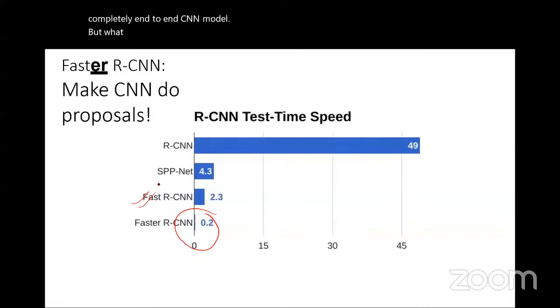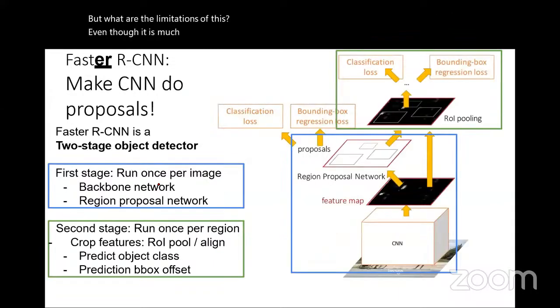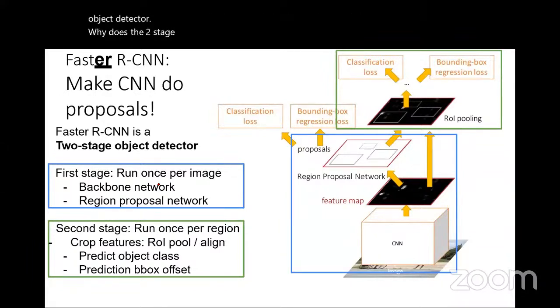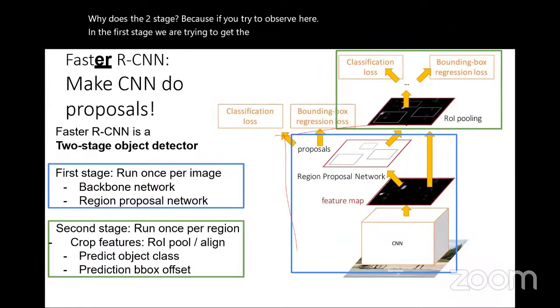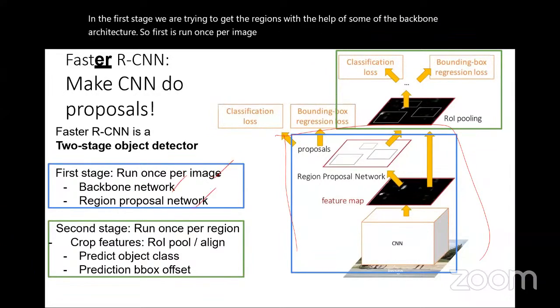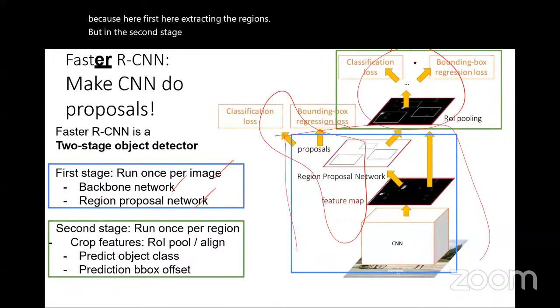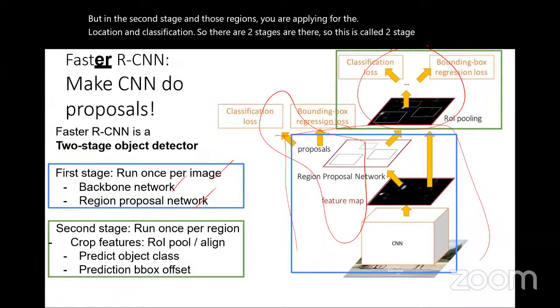But what are the limitations of this? Even though it is much faster, it has limitations. It is a two-stage object detector. Why is it two-stage? Because in the first stage, we get the regions with the help of the backbone architecture. The first stage runs once per image: backbone network, region proposal network, because here you first extract the regions. In the second stage, you apply those regions for location and classification. So there are two stages, and this is called a two-stage architecture.